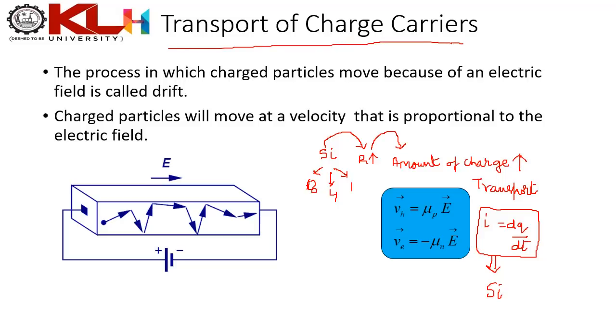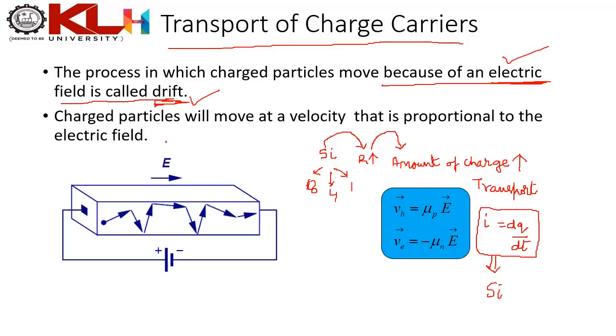Okay, so there are two phenomena fundamentally with which transport of charge carriers takes place in semiconductors. Okay, so one is drift. The process in which charged particles move because of an electric field is called drift. Drift occurs when there is an electric field. You have to remember the charge carriers move because of drift, and the drift occurs because of the presence of an electric field.